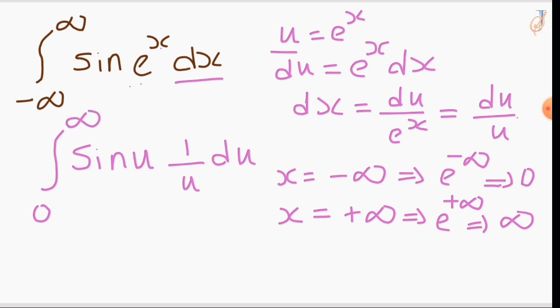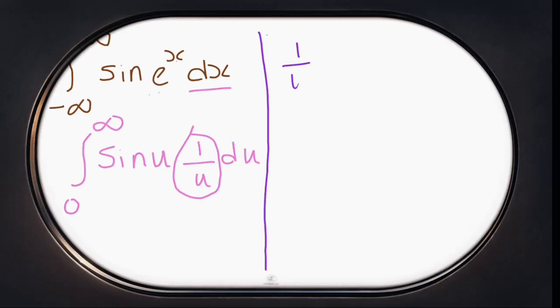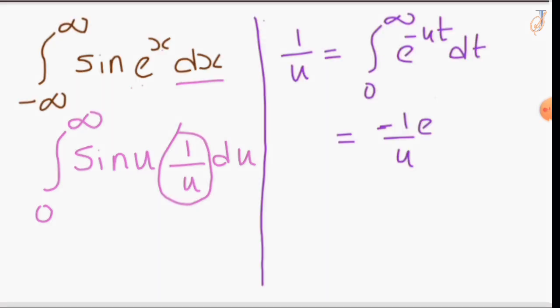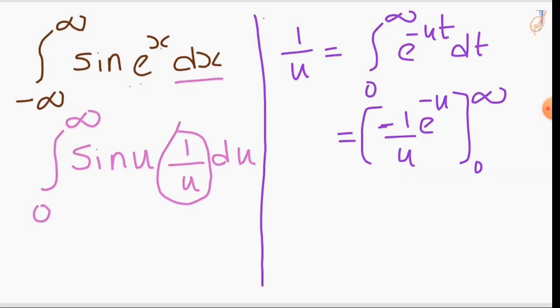Now we have to solve this integral from 0 to infinity of sin u times 1 over u du. We are going to use integration by parts. Before that, let's observe this 1 over u. Instead of 1 over u, take the integral from 0 to infinity of e^(-ut) dt, that means you are integrating with respect to t. Here u is a constant. The antiderivative is minus 1 over u times e^(-ut). So let's apply the upper and lower limits. This is a constant, so first take it out, then apply the limits.